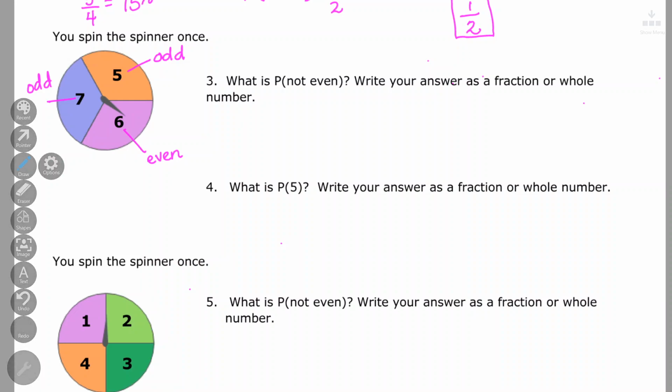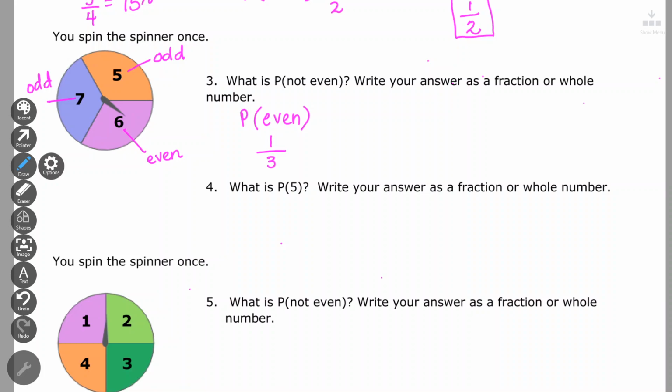All right, so let's do this. What is the probability that it is even? How many numbers are even? That's 1. Over how many sections of the spinner are there? There are 3.